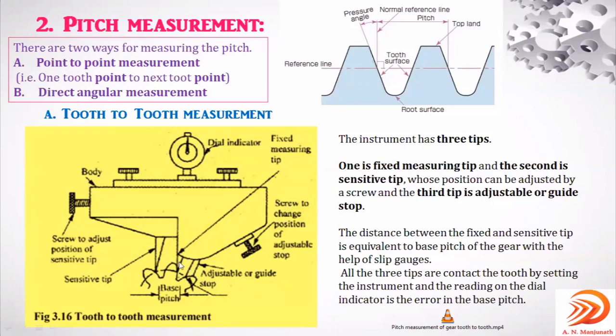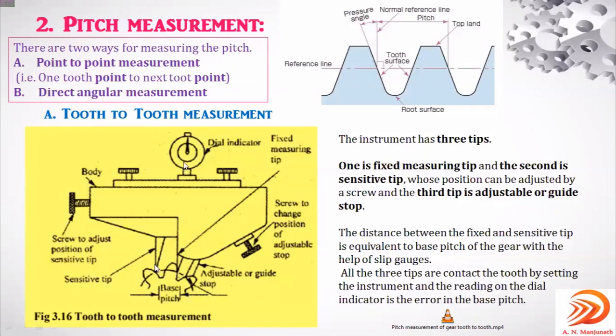You can observe on the image the pitch from this point to this point. Point to point means this point, the cursor, where the sensitive tip is. Then one more point is this one, the fixed measuring tip. This is just the guide tip or adjustable tip. Only from this point to this point are you actually measuring the pitch of the given gear blank. As you can see in this image, the cursor from this point to this point is the pitch which is actually being measured. Tooth to tooth or point to point measurement.